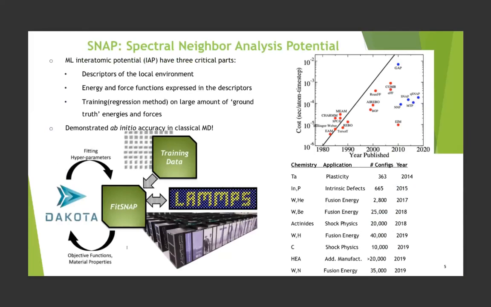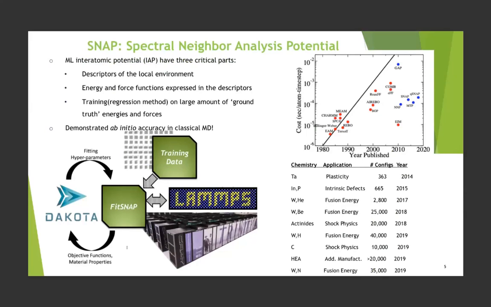So at a high level, SNAP is a machine learning potential, and it's one of a whole class of machine learning potentials that have emerged over the last couple of years. And I've characterized that class by the blue dots in the graph on the right. This is an interesting way to look at interatomic potentials in LAMMPS as a function of their computational cost and the year in which they were published.